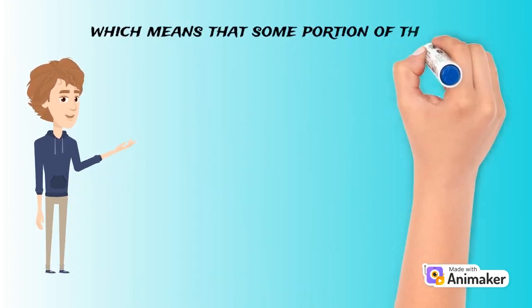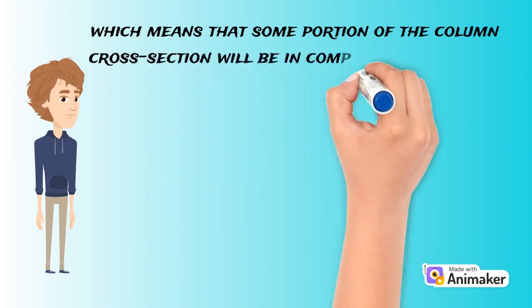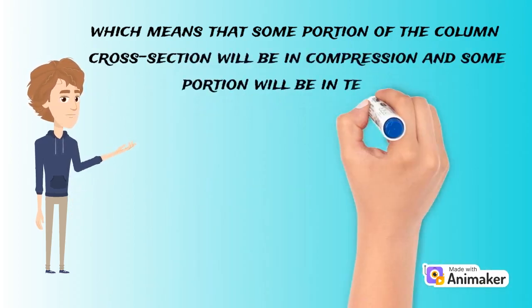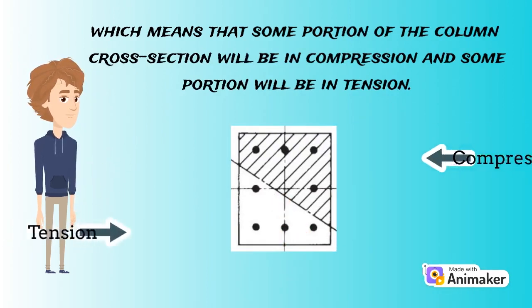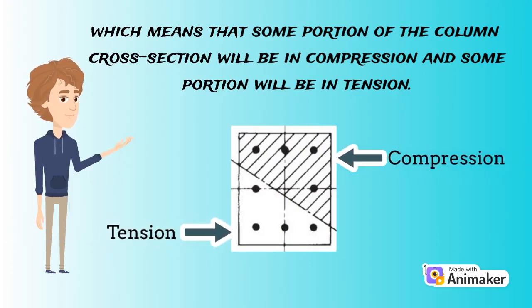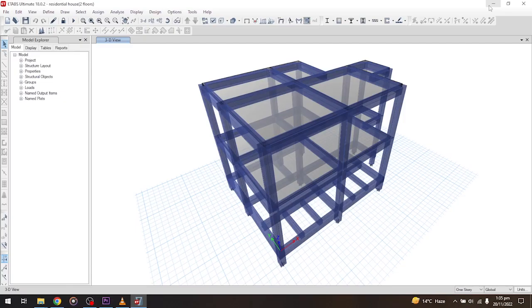So these eccentric loads and other moments mean that some portion of the column cross-section will be in compression while some portion of it will be in tension. As you can see in the figure here, half of the portion is in compression and half is in tension, and because of this the concrete and the steel provided will both be in compression and tension. Let's confirm it with a practical example.